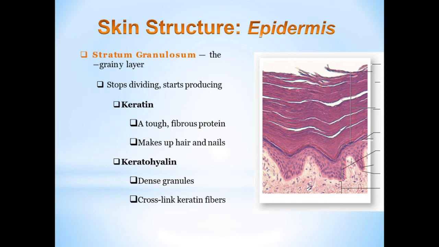Keratin is a tough fibrous protein and makes up hair and nails, while keratohyalin is made up of dense granules and has cross-linked keratin fibers.